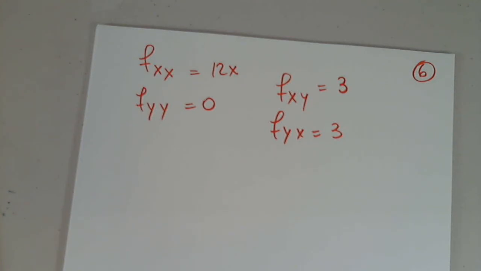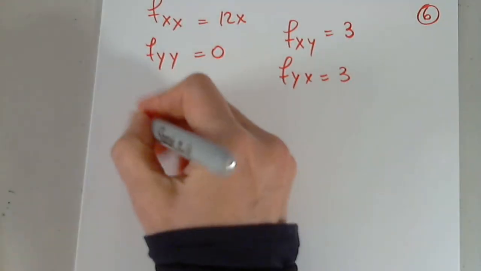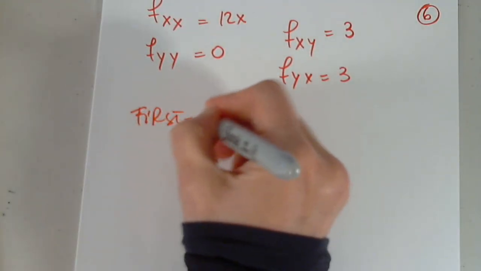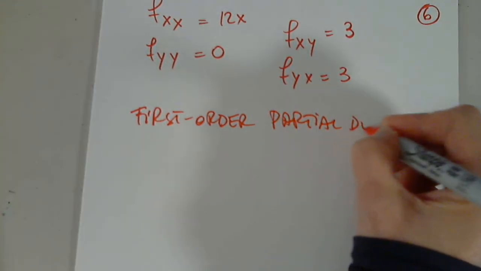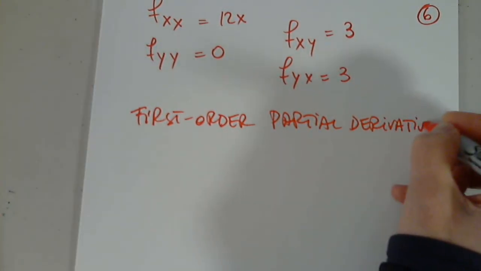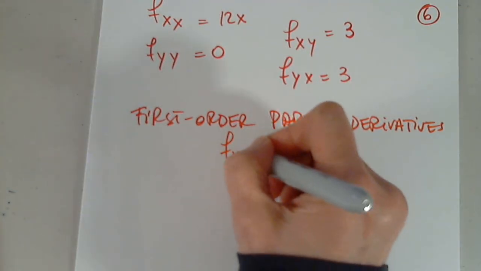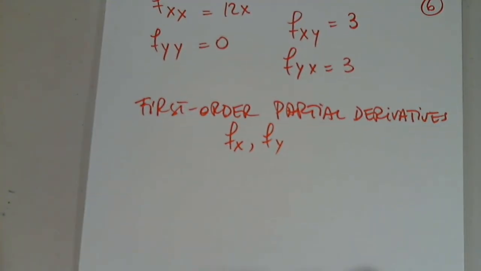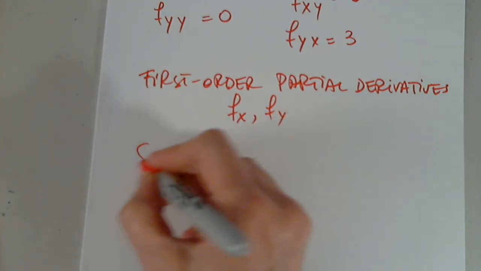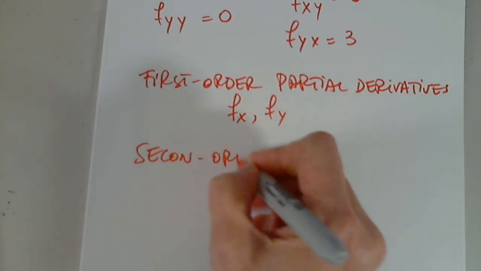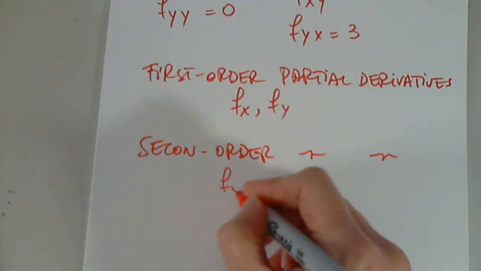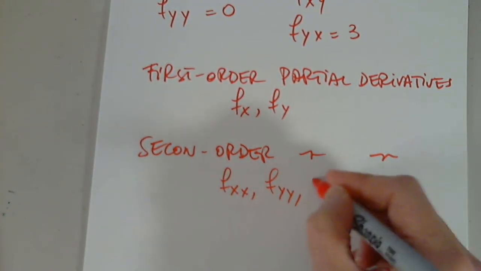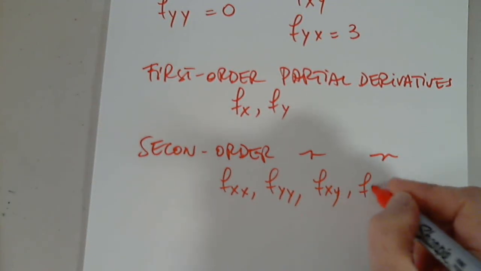They're also called first order and second order partial derivatives. So maybe I should mention that. First order partial derivatives. They are fx, fy, depending on the variable, of course, we can have other variables. And second order partial derivatives, fxx, fyy, fxy, fyx.